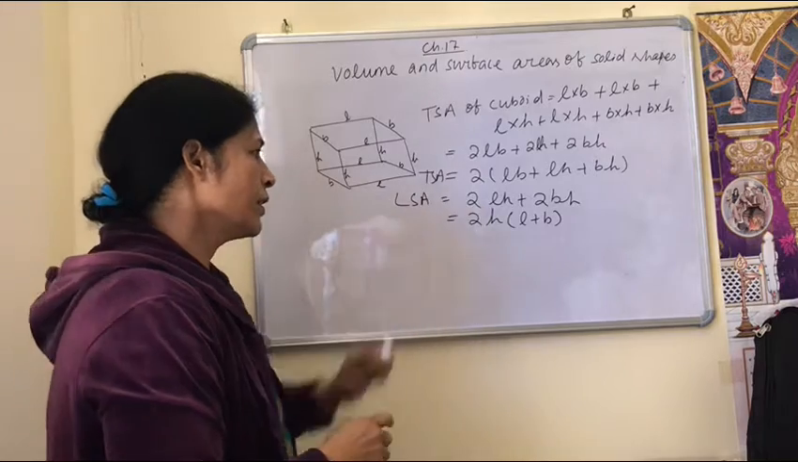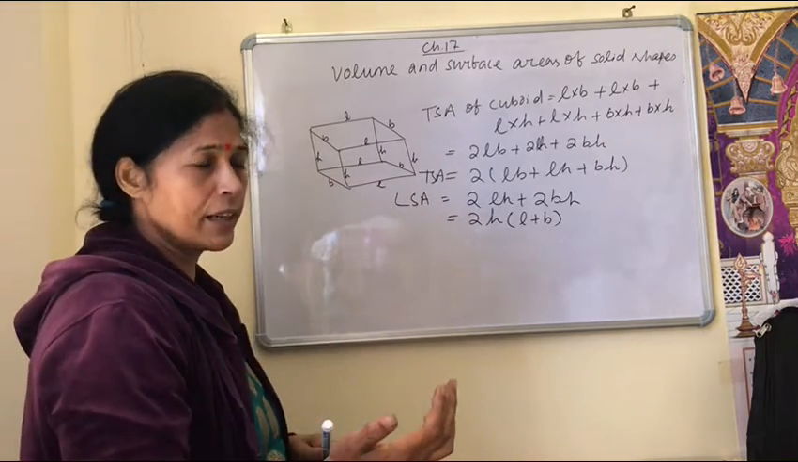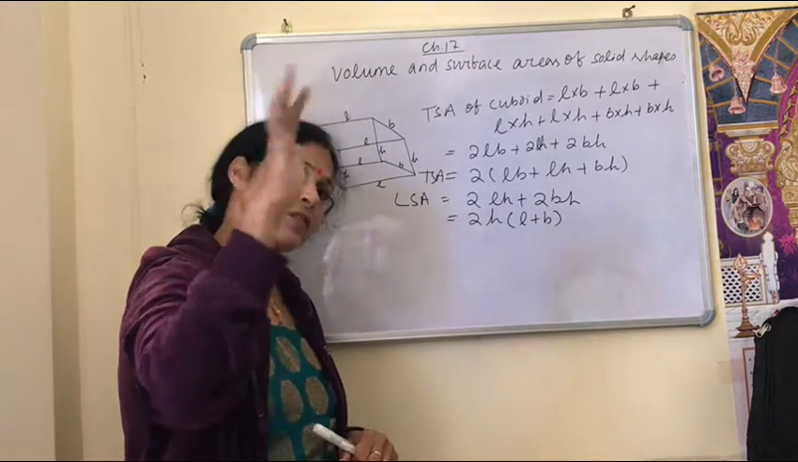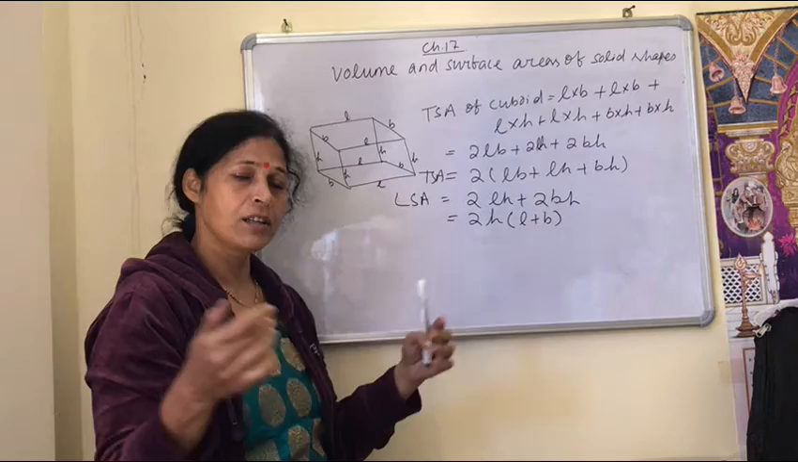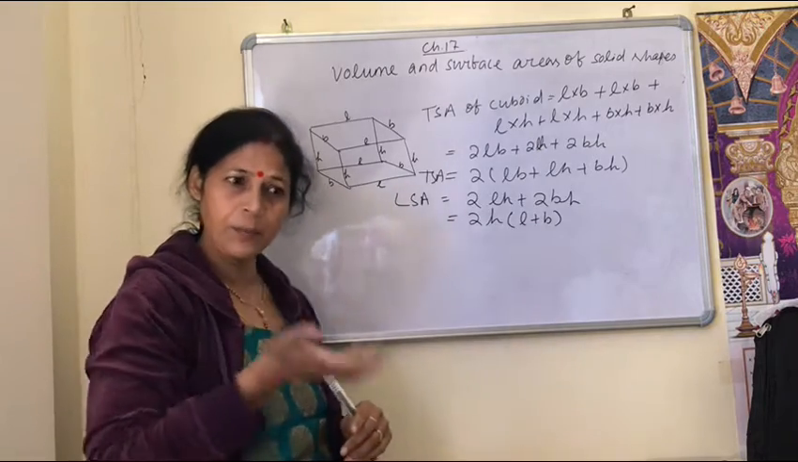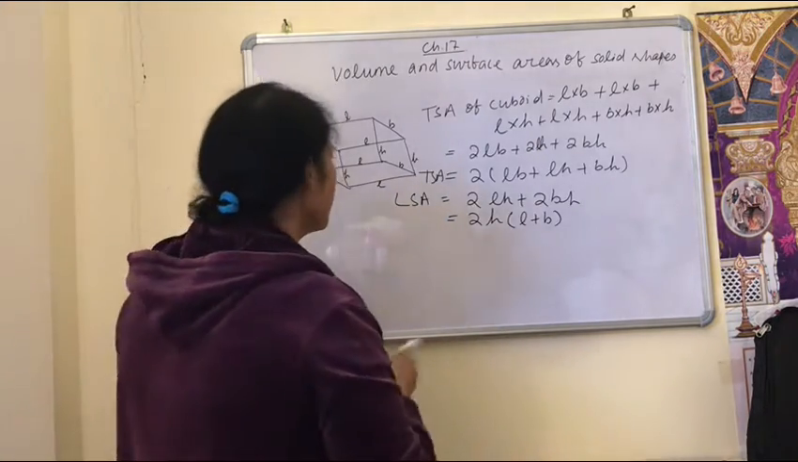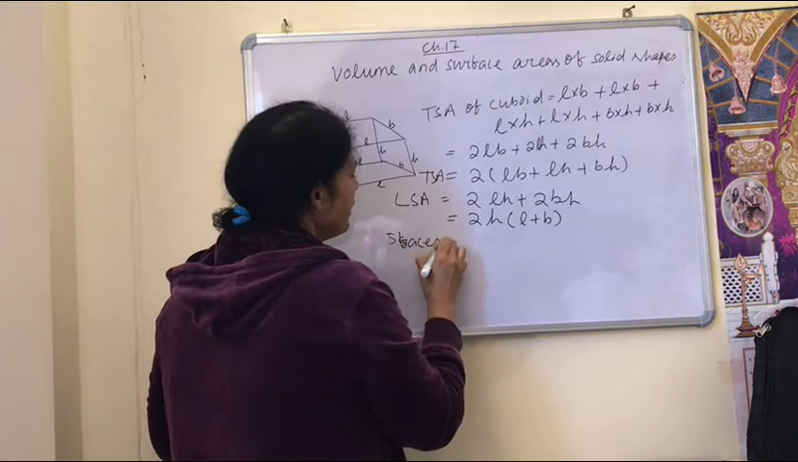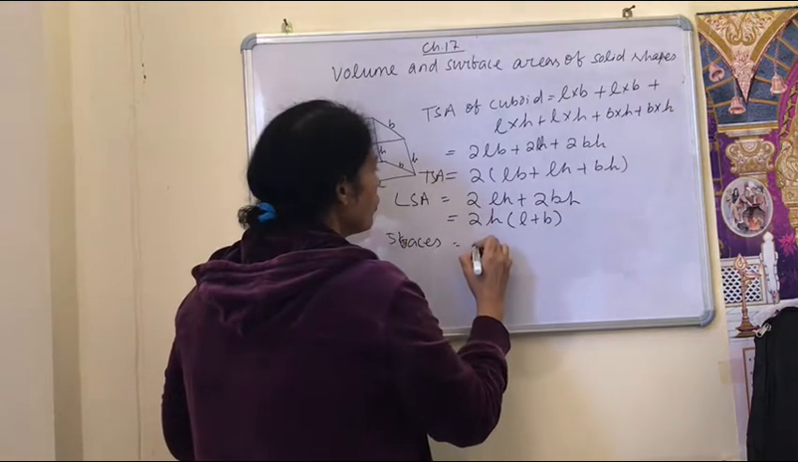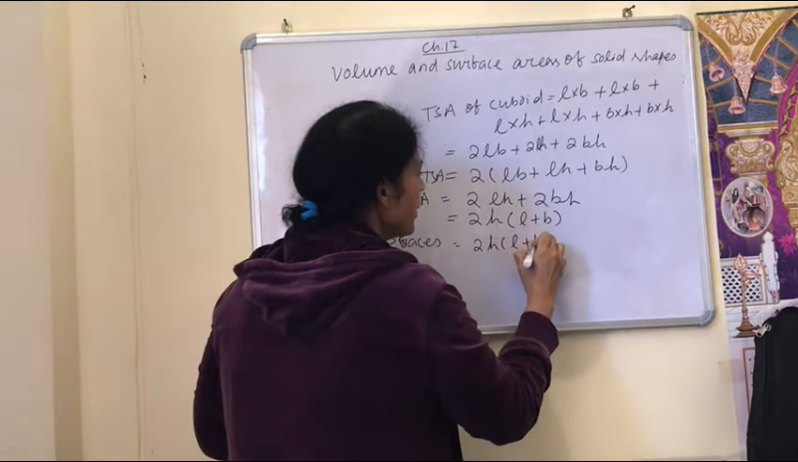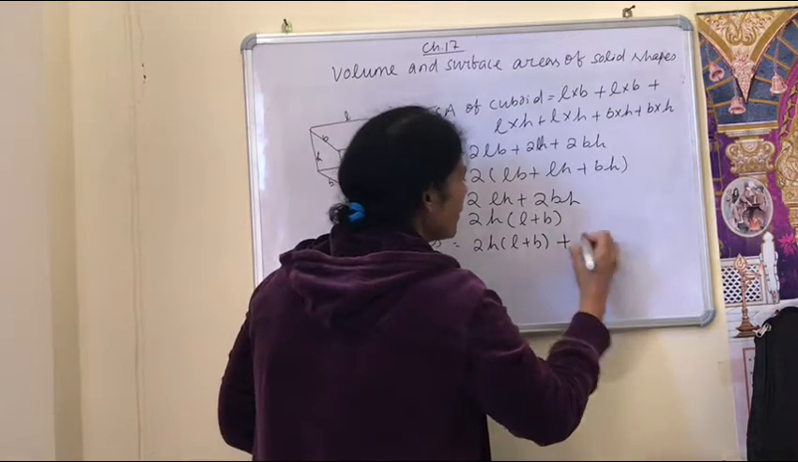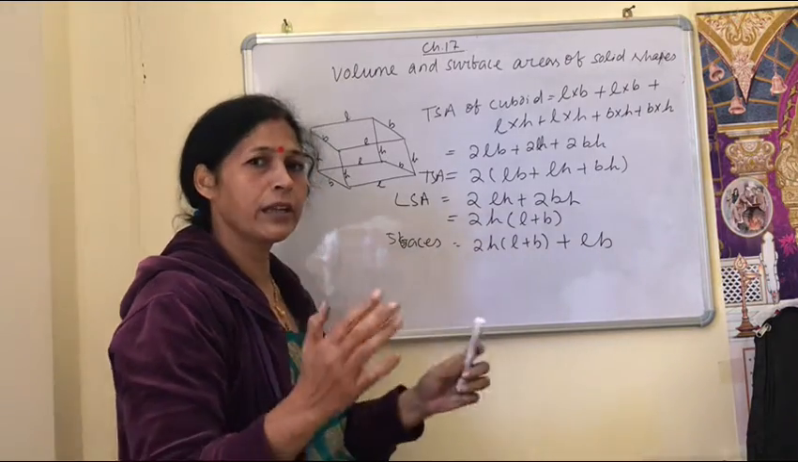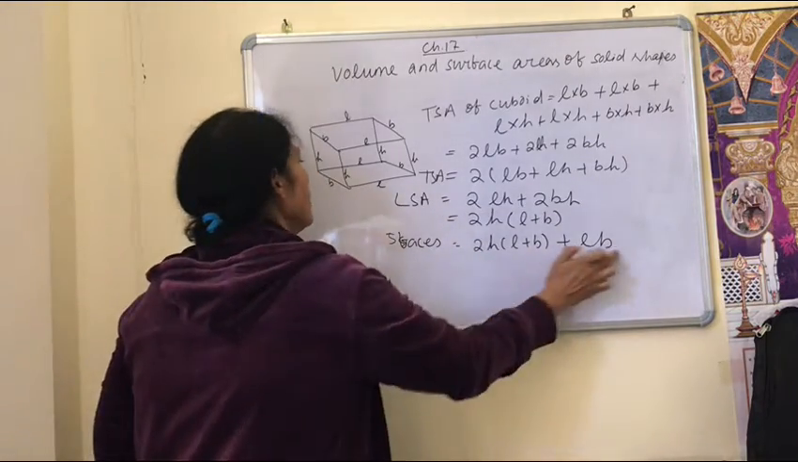If 5 sides are given, suppose a cubical tank whose cover, the lid, is not there, so you have to find the area of the 4 lateral surfaces plus the bottom part. So for 5 sides, what is the formula? The area of 5 faces is 2 into H into (L plus B) plus L into B. Only the bottom part, without cover, without lid of a cubical tank. This is the formula. Clear?